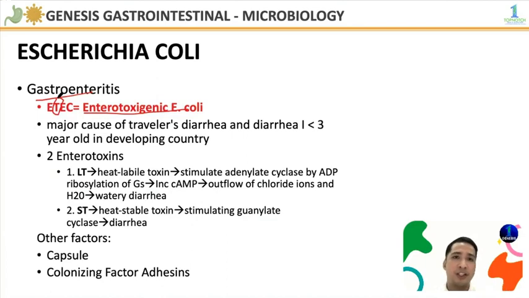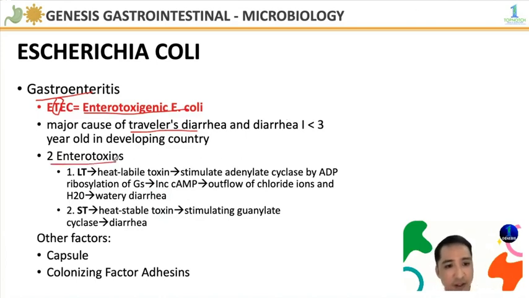In terms of epidemiology, Robbins mentioned Mexico, drinking water. So if you go to Mexico, you should not drink just anywhere. Bring bottled water because E. coli can present with voluminous type of diarrhea. This is the major cause of travelers' diarrhea and diarrhea in less than 3-year-old in developing country. I have mentioned a great example is Mexico.